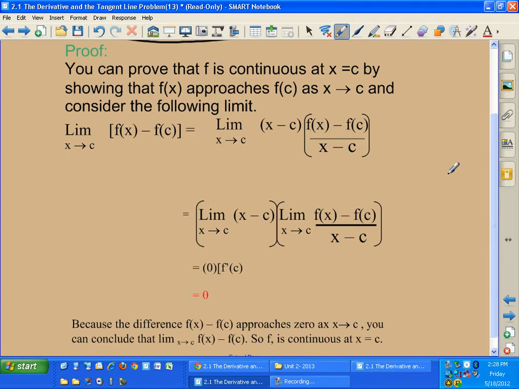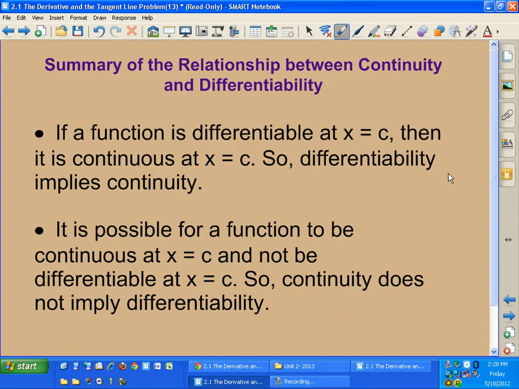And so then here's our summary of what's happening with continuity and differentiability. If a function is differentiable at a value like c, then it is continuous at that point. So if it is differentiable, it implies that the function is continuous. But it doesn't necessarily mean the opposite. It doesn't necessarily say that if a function is continuous, it is differentiable.